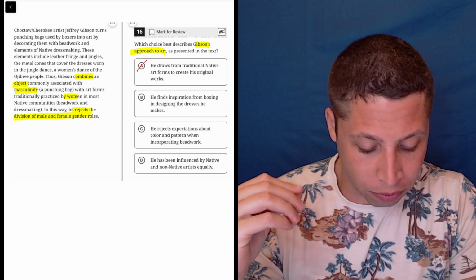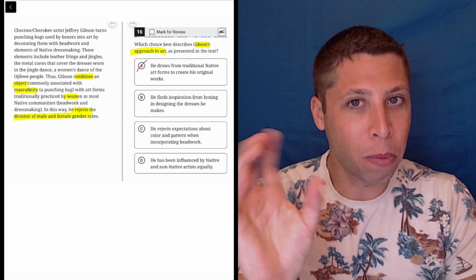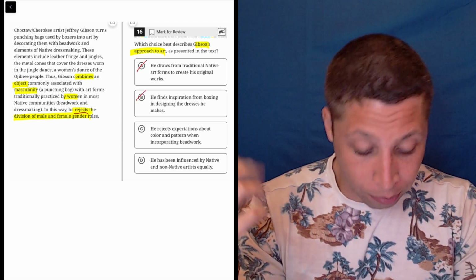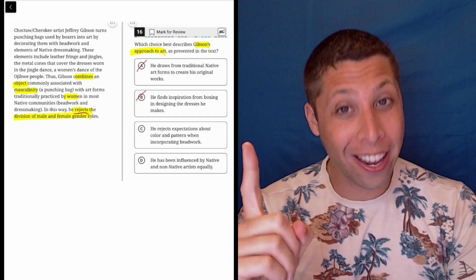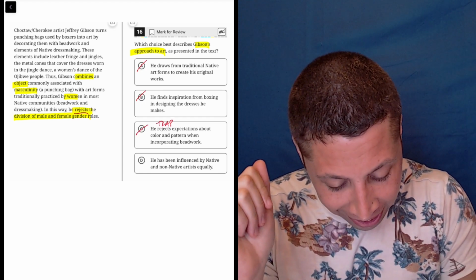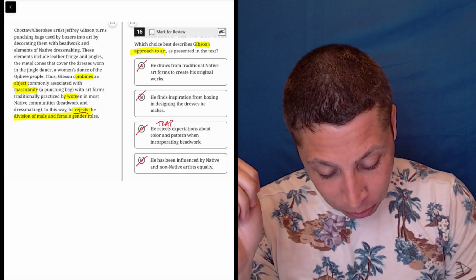B, he finds inspiration from boxing and designing the dresses he makes. Again, it's kind of like hitting on it a little bit, but it's much more about this kind of traditional gender role being rejected. C, he rejects expectations about color and pattern when incorporating beadwork. Well, no, there's a little trap there, right? Rejects. I got excited for a second. D, he has been influenced by Native and non-Native artists equally. Oh, well, that's wrong too.